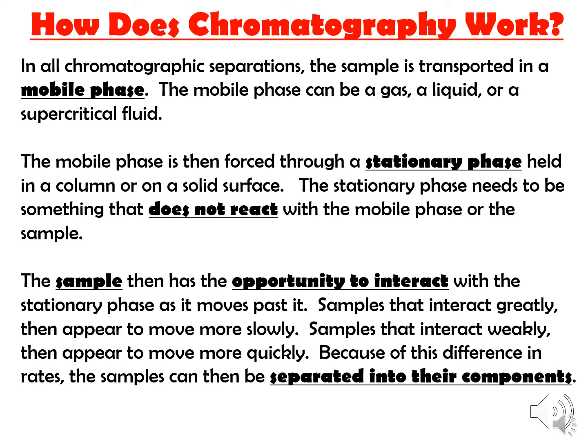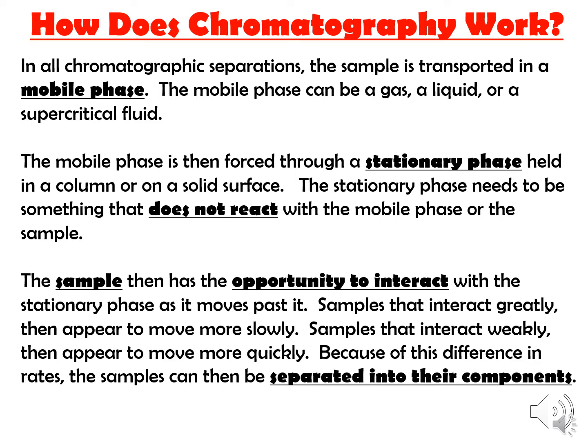So in all chromatographic separations, the sample is transported in a mobile phase. In gas chromatography, the mobile phase is a gas. In liquid chromatography, the mobile phase is a liquid. The mobile phase could be a gas, a liquid, or a supercritical fluid, a little more of a specialized technique. The mobile phase is then forced through a stationary phase, held in a column or on a solid surface. So in paper chromatography, the paper is the stationary phase. The stationary phase needs to be something that does not react with the mobile phase or the sample.